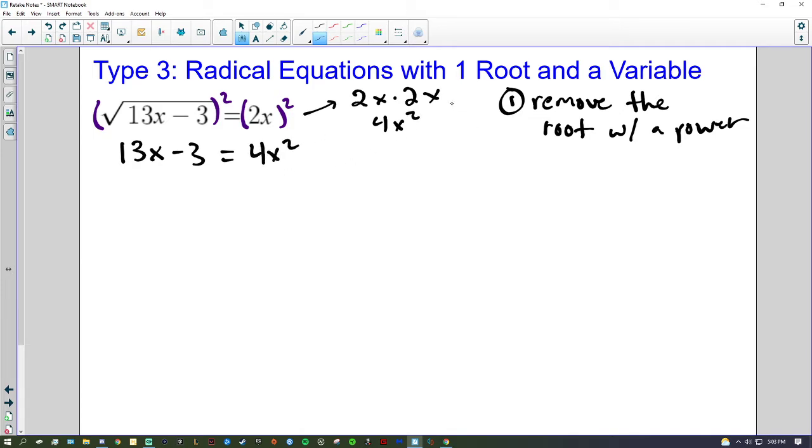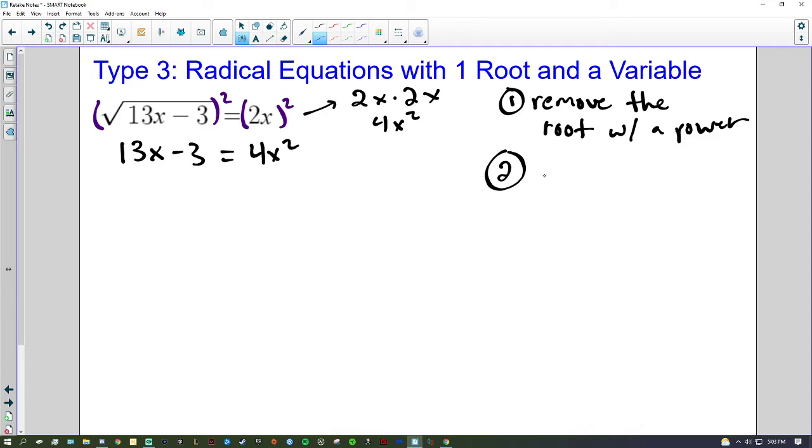And now my root's gone. Okay, now you'll notice, though, I can't solve for x like I normally have been because I have 3 terms, none of which are like terms. I have an x squared, I have an x, and I have a 3. But you'll remember, hey, this looks a lot like a quadratic.